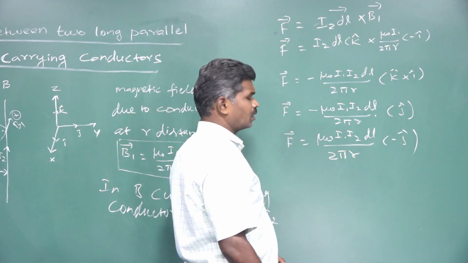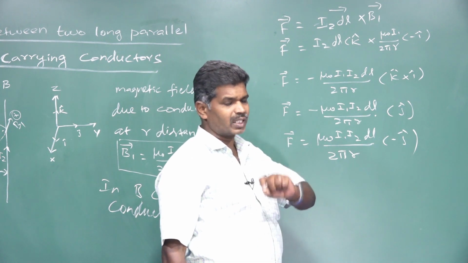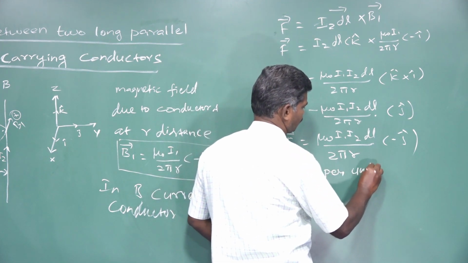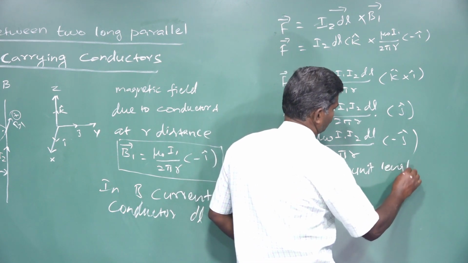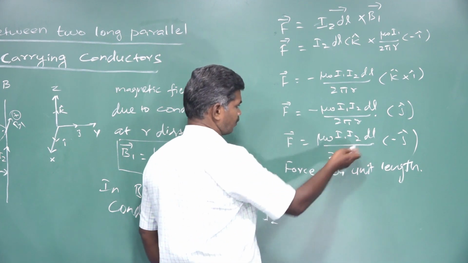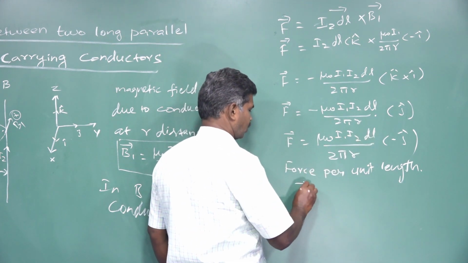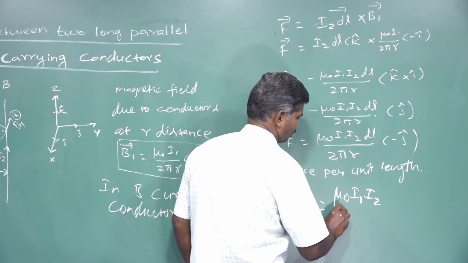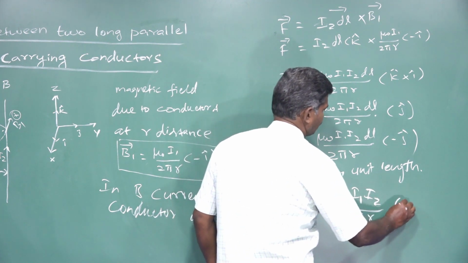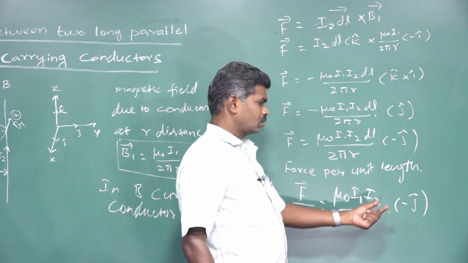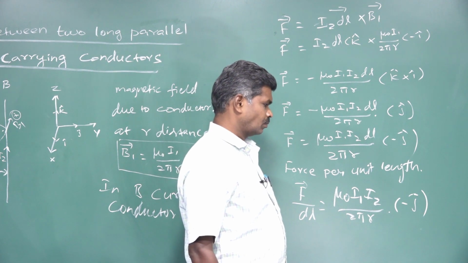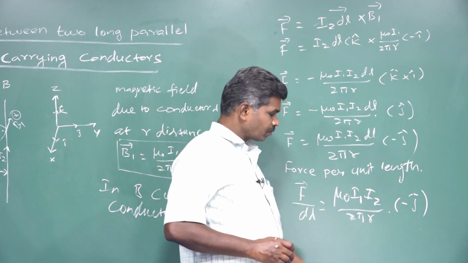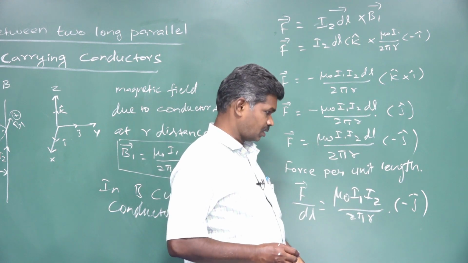Then for this second conductor, the force per unit length is expressed by dividing by dl: F vector divided by dl is equal to mu naught I1 I2 divided by 2 pi r into minus j cap. So this is a minus j cap. Based on Fleming's left hand rule, we can sense the direction of the force. Otherwise, based on the cross product of the vectors also we can sense it.